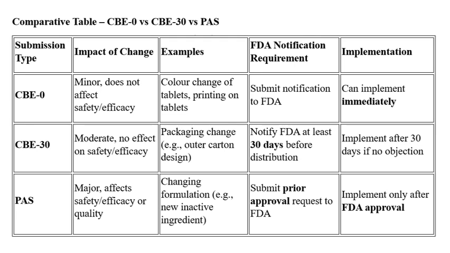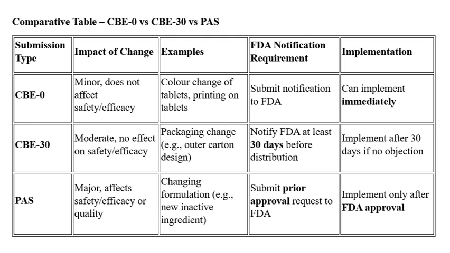Then examples of CBE 0, CBE 30 and PAS. CBE 0 means color change of tablets or printing on the tablets, or a packaging change in the outer carton design. And PAS is changing formulation or composition, for example a new inactive ingredient. FDA notification requirement for CBE 0 is to submit a notification to the FDA. For CBE 30, notify the FDA at least 30 days before distribution, and for PAS, submit a prior approval supplement request to the FDA.